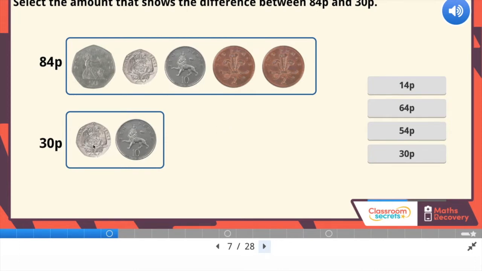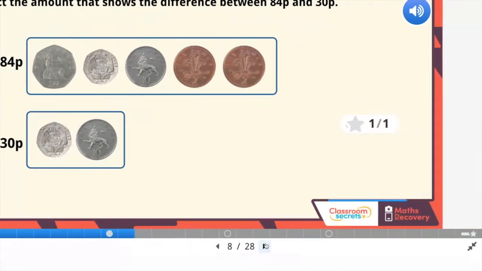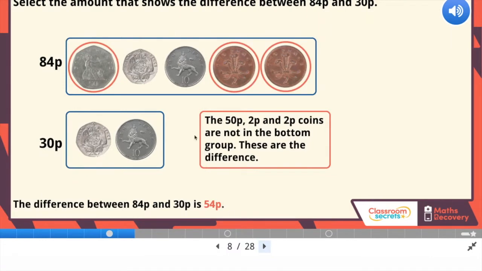Well, in 30p, there's a 20p and a 10p, so they are also in the 84p. So the ones that show the difference are the 50p and the two 2p's, because they're not in the 30p, are they? So 50 plus 4p is 54p. There we go. Just like we did there. The 50p, 2p, and 2p coins are not in the bottom group. These are the difference between this amount and this amount.